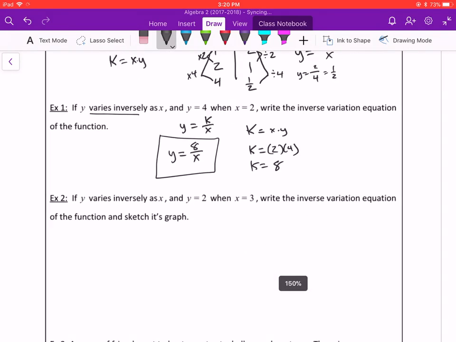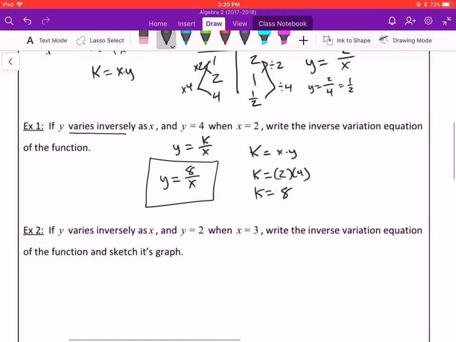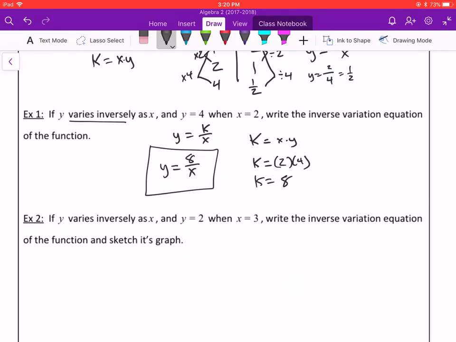So how about example 2? All right, I want you to take a second, pause the video here. Try this one on your own, okay? I don't think it's too hard, but find out k and then write your equation. So I'll give you a second and see how we did.